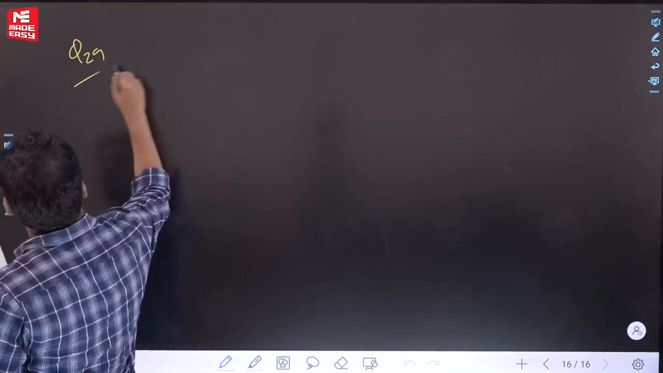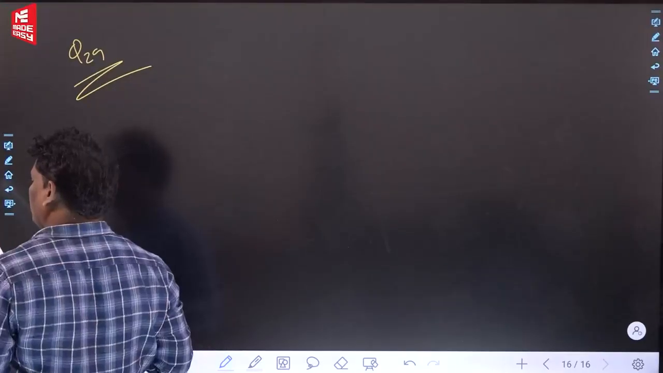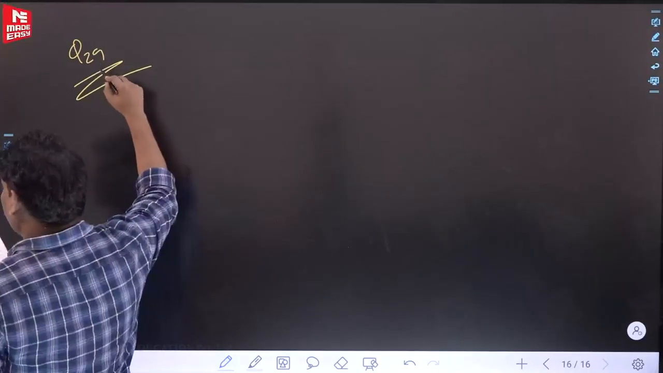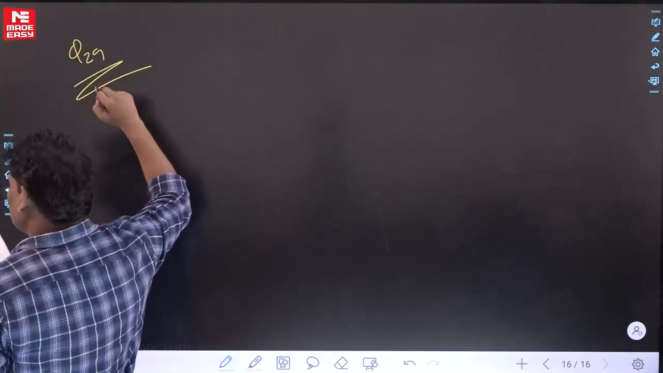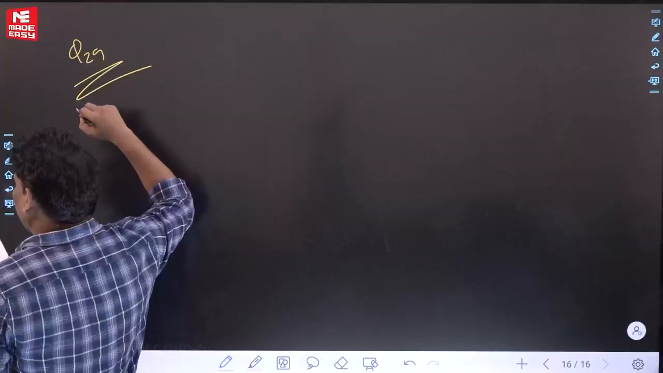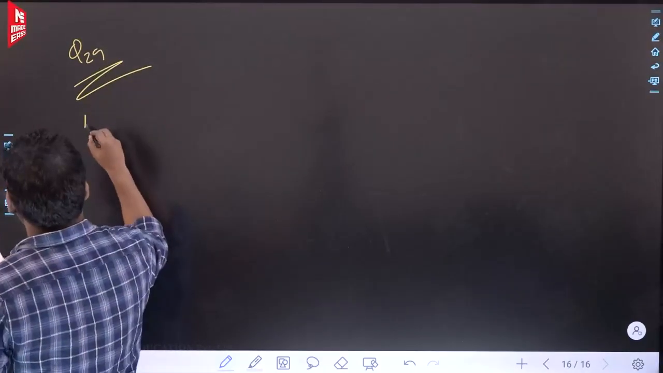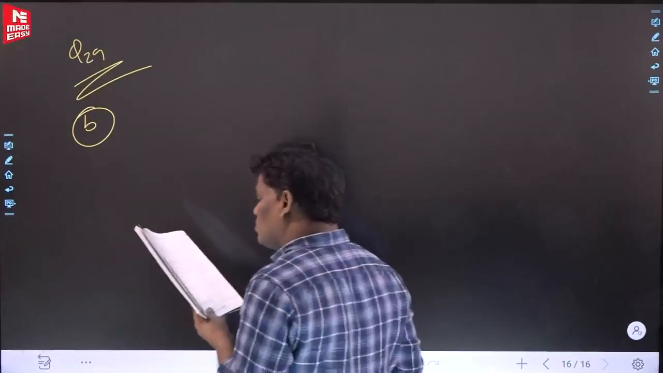Right. See question number 29. This problem I already covered in the classroom notes. The problem is asking for the number of comparisons. Answer is B. Question number 29, already we covered in the classroom also.